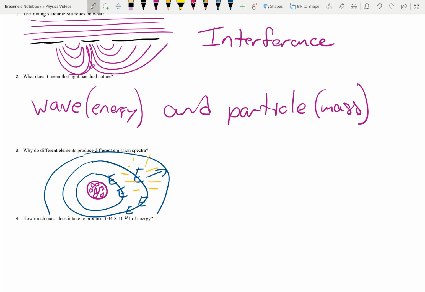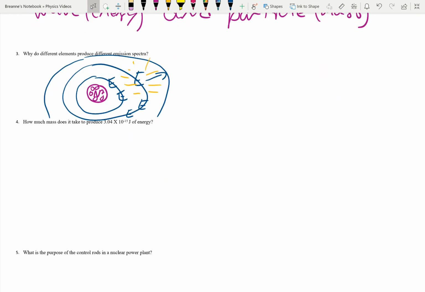So each element, because where that electron is, in the first, second, third, all those different electron clouds, will produce a different color. So that's why each element produces its own electron spectrum.